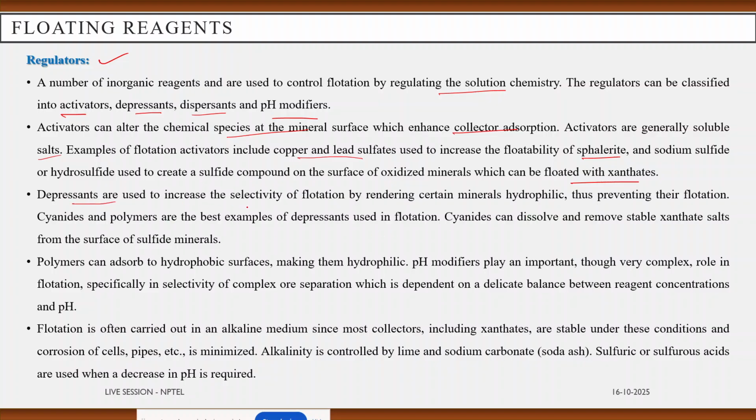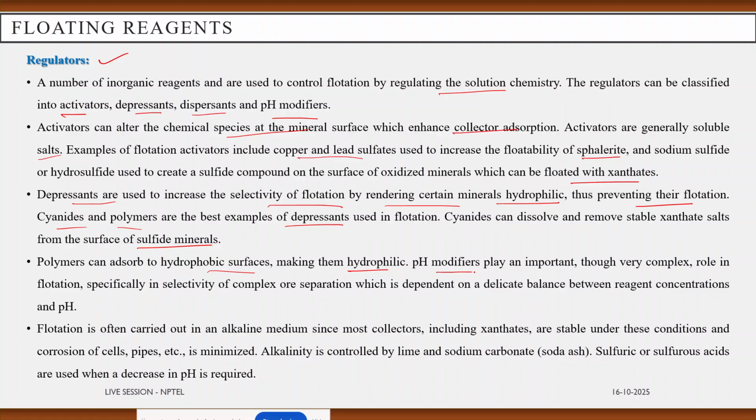Whereas depressants are used to increase the selectivity of the flotation by rendering certain minerals hydrophilic, thus preventing them from floating. Thus they depress the floating characteristics of that mineral. Cyanides and polymers are the best examples of depressants used in the flotation process. Cyanides can dissolve and remove stable xanthate salts from the surface of the sulfide minerals. Polymers can adsorb onto the hydrophobic surface, making it very hydrophilic.